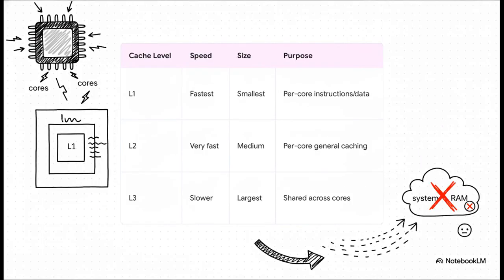Now, for that brain to work at lightning speed, it needs its own little stash of super fast memory right next to it. That's called cache. L1 cache is the absolute fastest and smallest, sitting right on the core for whatever it's working on right now. L2 is a little bigger, and then L3 is the largest cache that all the cores share. The whole point is to keep the CPU from ever having to wait for data from the much slower system RAM.